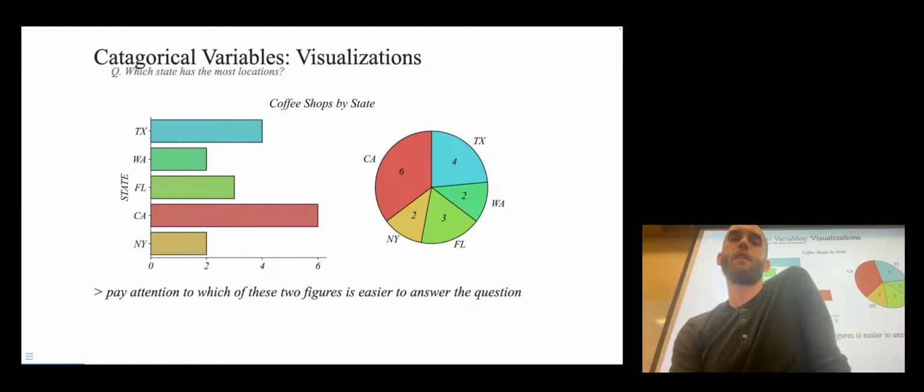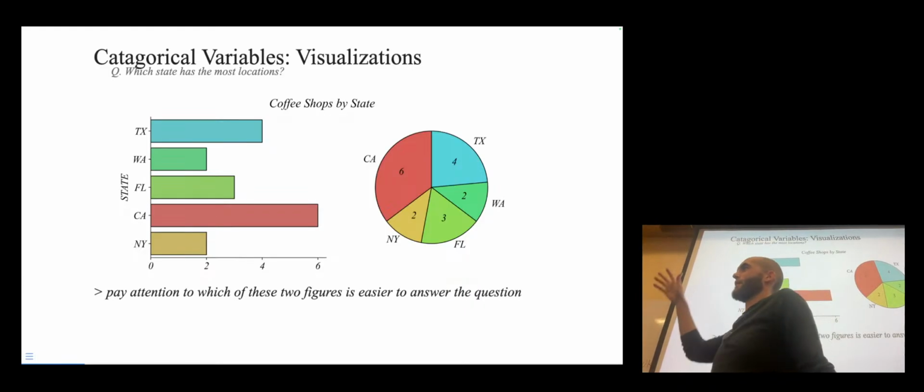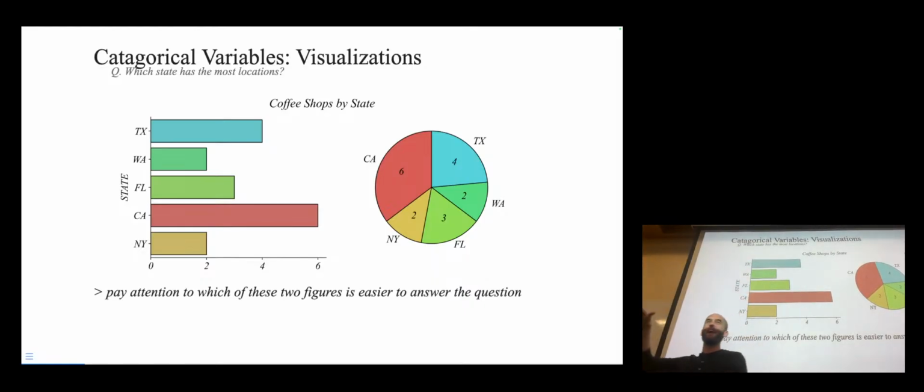Okay, so we have two options. We have the bar plot, and we have the pie chart. If you're trying to figure out which state has the most locations, how many of you prefer the bar chart? And how many of you prefer the pie? Okay, interesting. So I want one representative from both categories to make your best case.